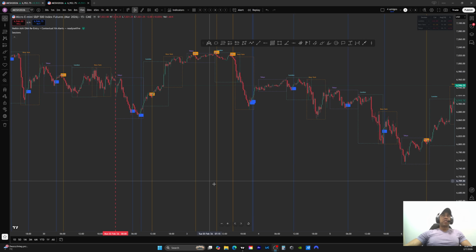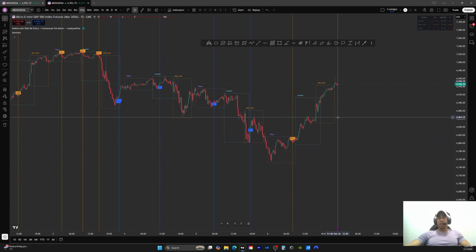Alright, in this video I want to do a small backtest of last week using my Heikin-Ashi EMA reentry indicator. It's these lines over here. The blue line is buy lines, the red is sell, and the orange is sell. This is from Monday, the 2nd of February, to this last Friday, the 6th.